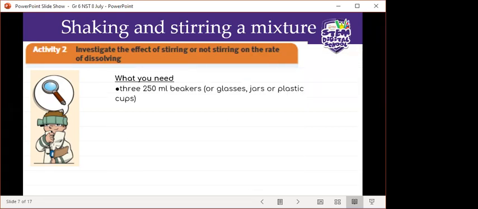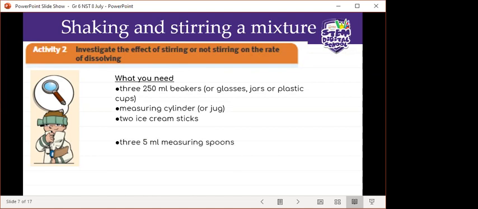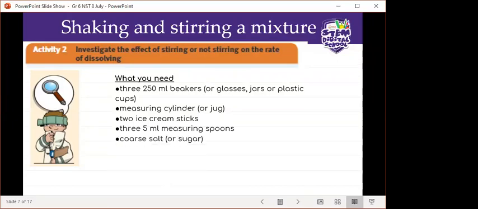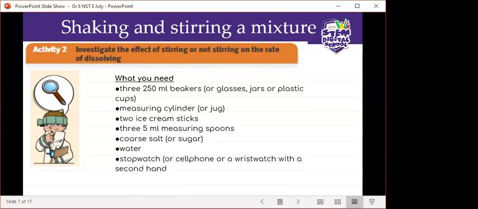We'll need three 250 milliliter beakers. We'll also need a measuring cylinder. We're going to need two ice cream sticks, or you can use a stirring rod if you have one. Then we're also going to need three 5 milliliter measuring spoons, as well as coarse salt, water, and a stopwatch.